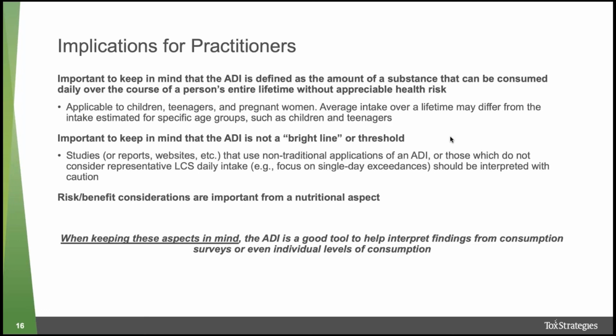And we know, particularly for your interest areas, that considering both the risk and benefit is very important. That benefit was not assessed as part of the ADI. So this is just something from a practitioner's point of view, you need to keep in mind that there are also benefits associated with sweetener consumption that weren't part of the ADI development. And when you keep these in mind, we really feel like the ADI is a good tool to help think about consumption data or even individual levels of consumption.